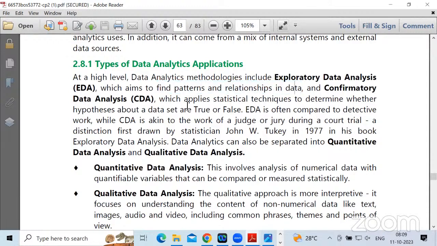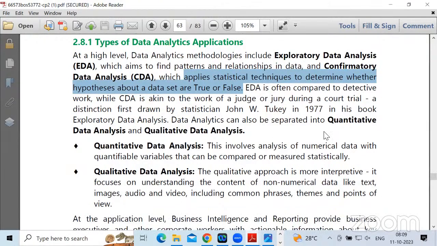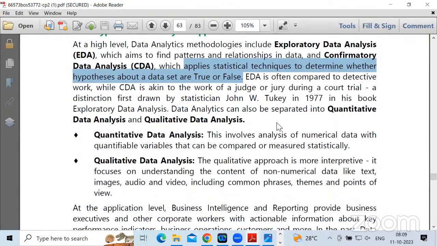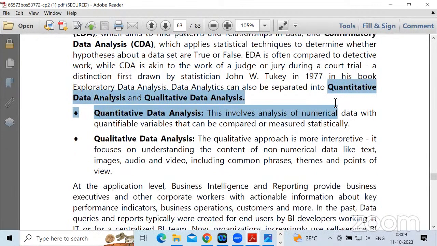Then confirmatory data analysis, which will give you statistical techniques to determine whether hypotheses about a data set are true or false. This year, there is a good amount of downpour, this rainfall. So naturally, the sales will be increasing. That is, the demand is increasing for the agricultural products or the chemical products. Like that, you'll be able to predict. So, confirmatory data analysis.